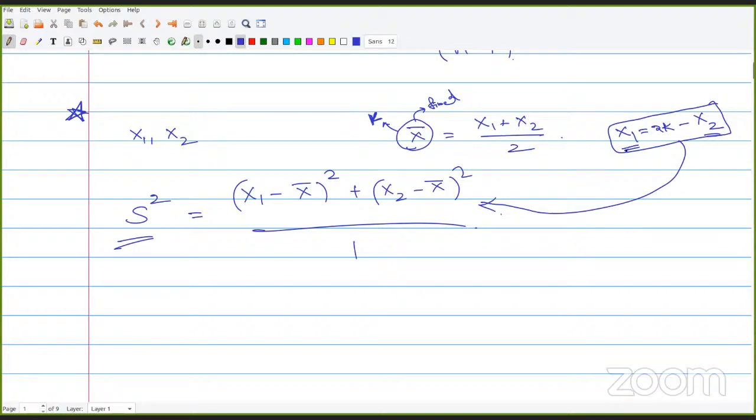Out of these two random variables, how many can take any value freely? Only one. If you vary x2, then x1 is dependent on x2. x1 cannot take any other value, so it doesn't have the freedom. So this is what it is.